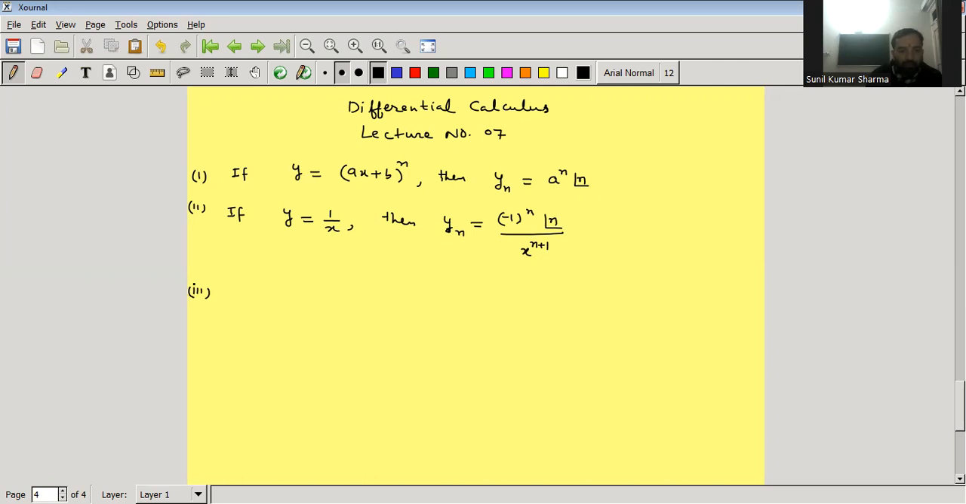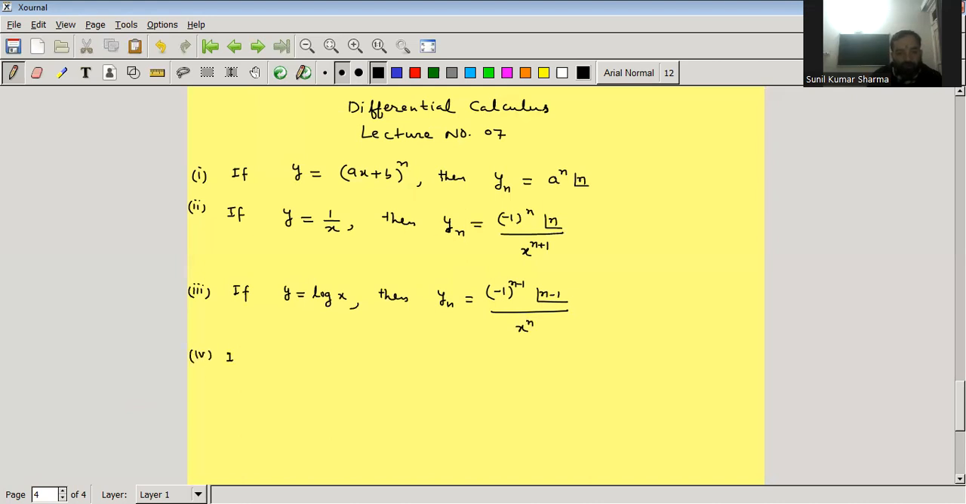Third, if y is equal to log of x, then yn is equal to, can someone tell me what is yn? So minus 1 to the power n minus 1 into n minus 1 factorial divided by x raised to power n.